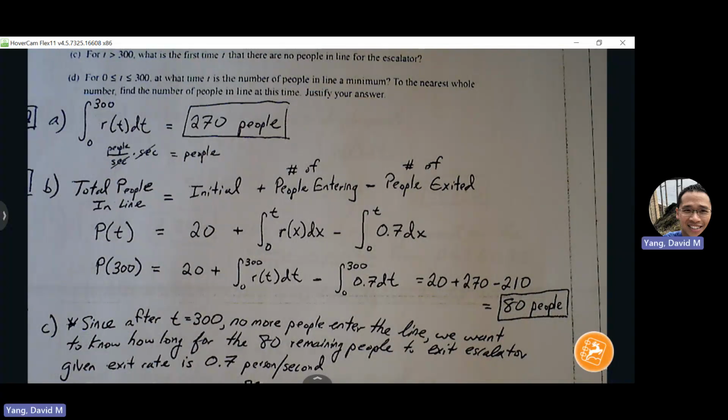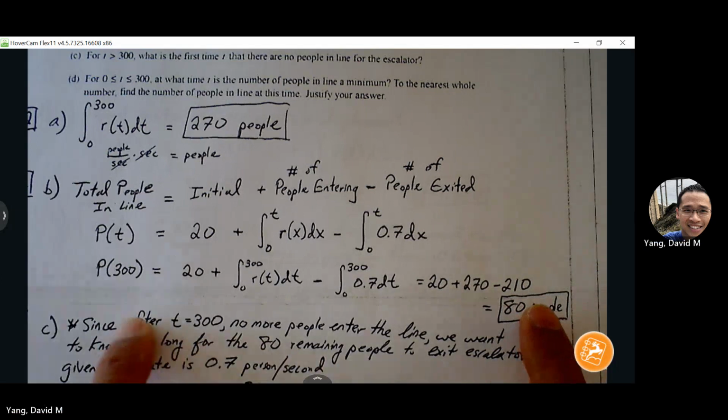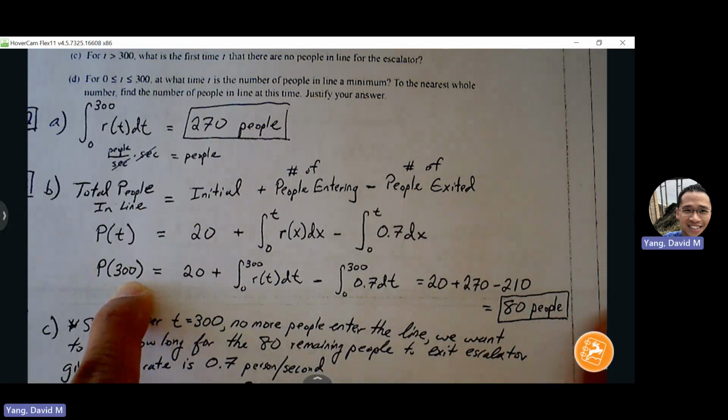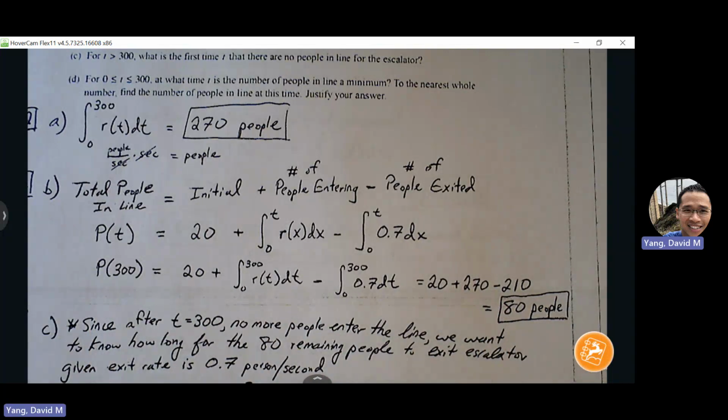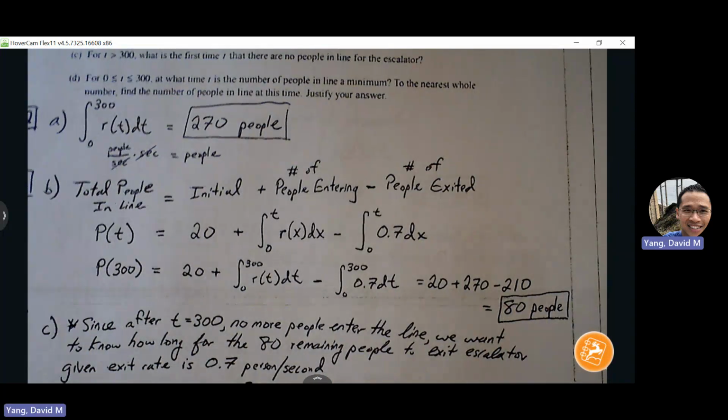Right, part C. After 300 seconds, what's the first time that there are no people in line for the escalator? So after 300 seconds, there's no more people entering the line. So basically, we just have to figure out how long it will take for these 80 people to exit the escalator.